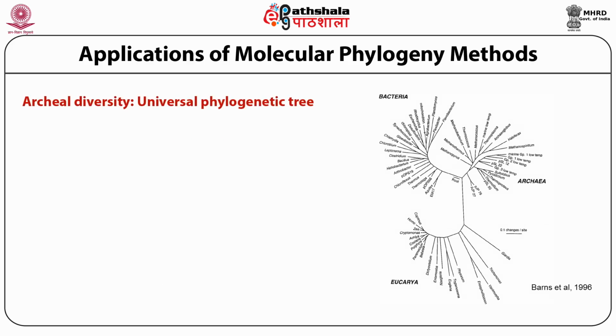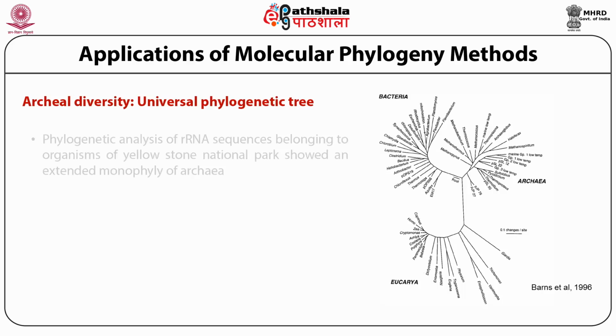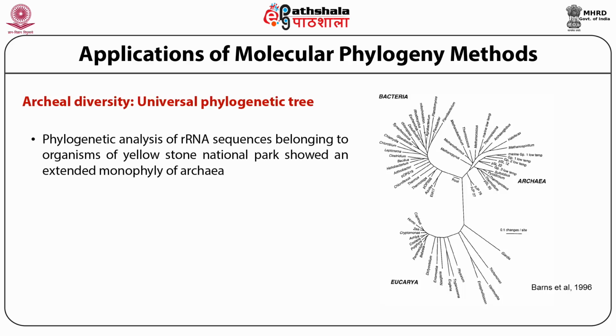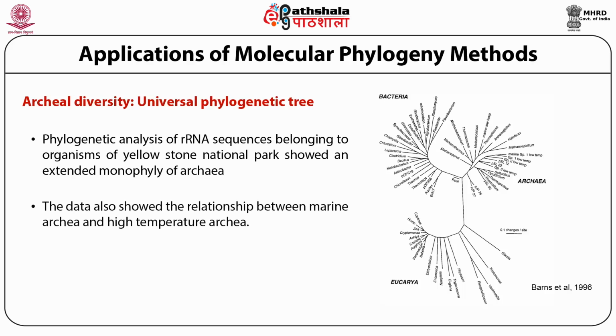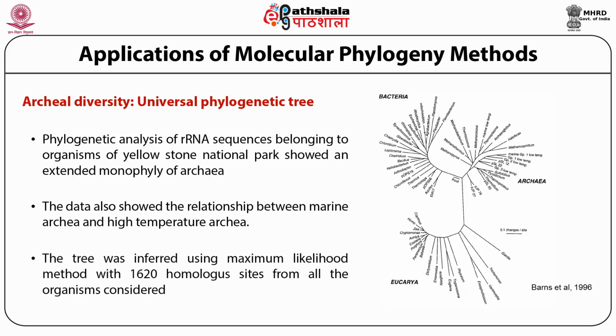The archaeal diversity. The tree that has been shown here is the universal phylogenetic tree. The phylogenetic trees of rRNA sequences belonging to organisms of Yellowstone National Park showed an extended monophyly of archaea. The data on the corresponding phylogenetic tree also showed the relationship between marine archaea and high temperature archaea. The tree was inferred by using the maximum likelihood method with 1620 homologous sites from all the organisms that have been considered. So you could see that clearly there is an entire grouping of bacteria, archaea and eukarya.